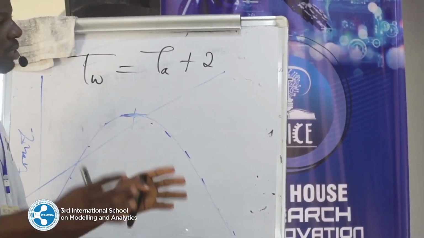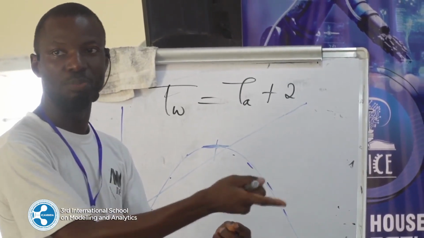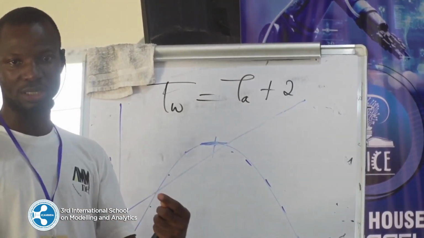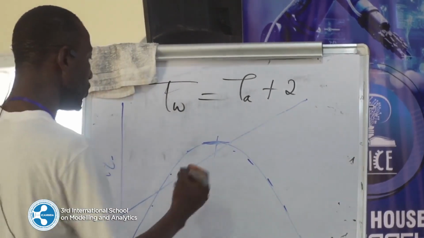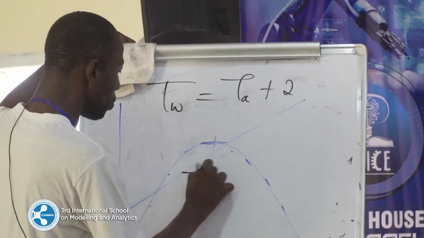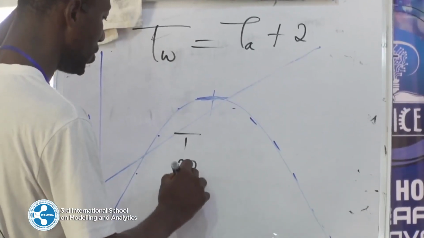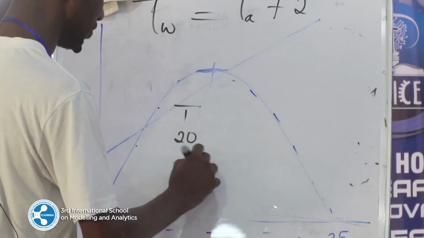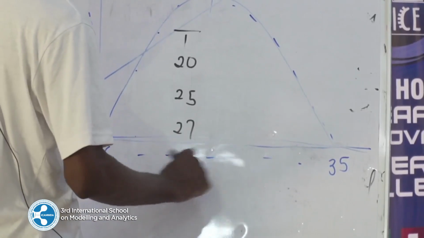I'm taking pains to explain all of this because there will be a time that we have to run so fast on the basis that you now understand what I'm saying. That's why I'm taking it slowly now, although not too slow. So we have, let's say, some temperature values: 20 degrees, 25 degrees, let's say 27, and let me just say 29 degrees.